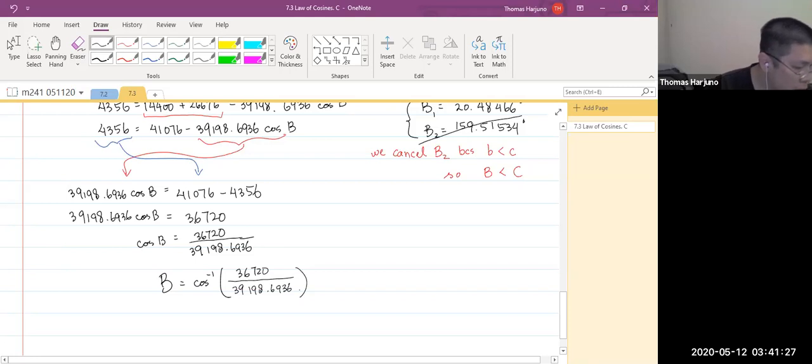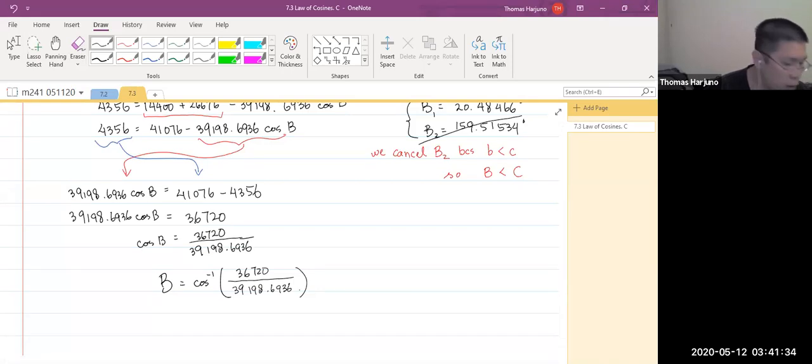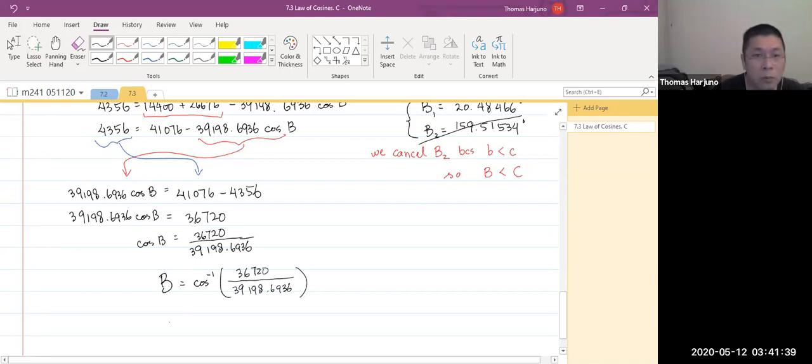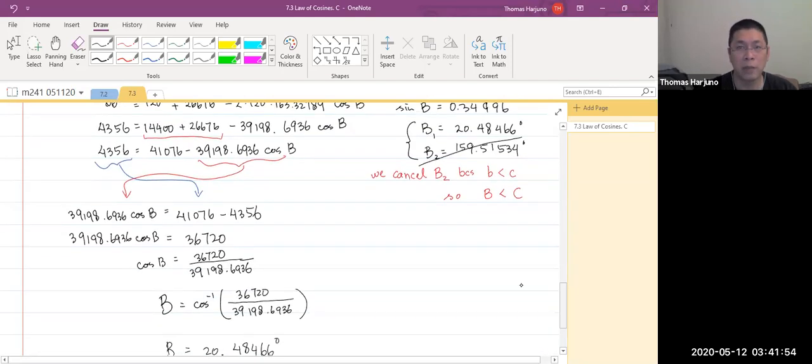Okay, so cosine inverse of the answer divided by 39,198.6936. So B is equal to 20.48466 degrees. Notice that we get the same answer with this.